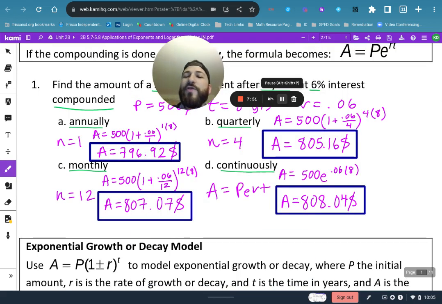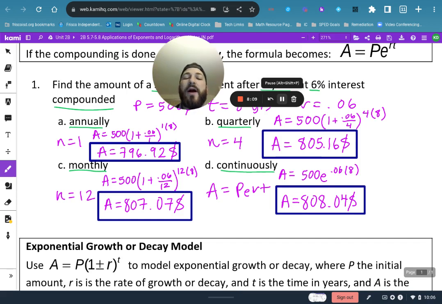All right, y'all. So hopefully you got similar answers to me. So for B quarterly, we're plugging in that 4. We should get 805 and 16 cents. On monthly, we're plugging in that 12 for our N. So the only thing that's changing here is our N. Plugging in the 12, we get 807 and 7 cents.